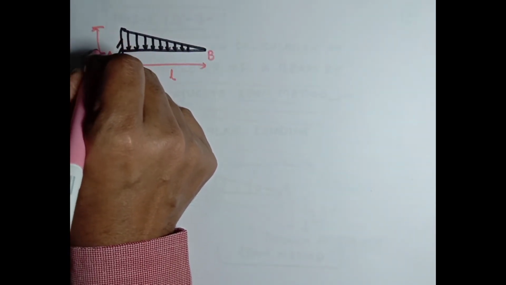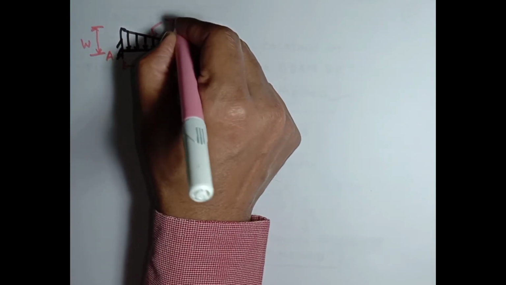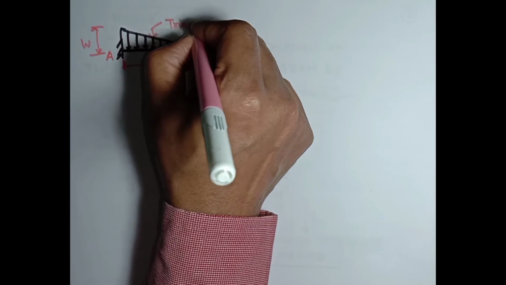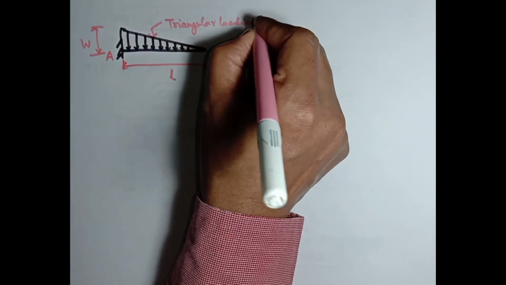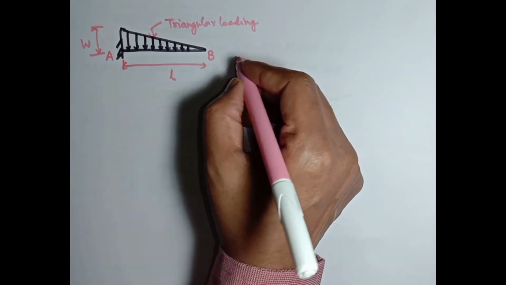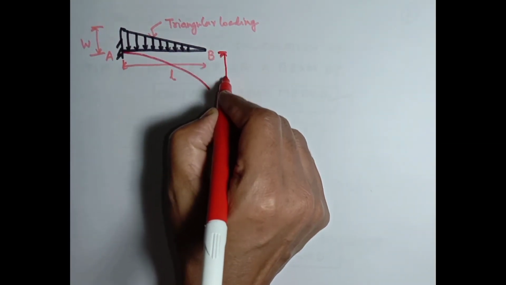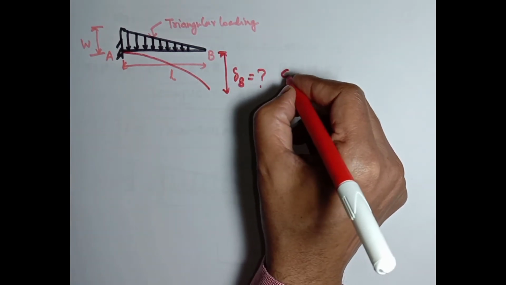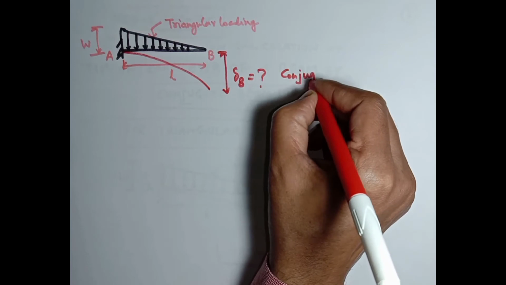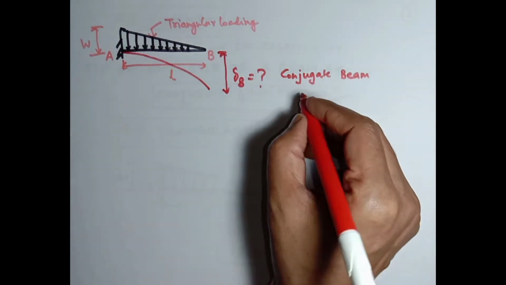Maximum value of loading is W. And this is the triangular loading, you can say linearly varying loading. And we are going to find delta B, this delta B, using the conjugate beam method.